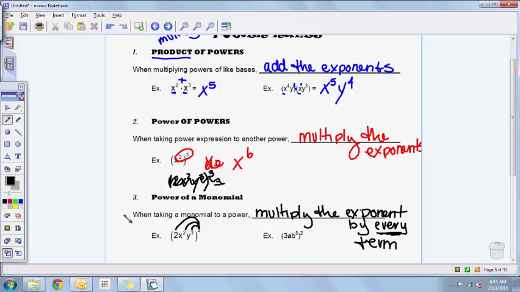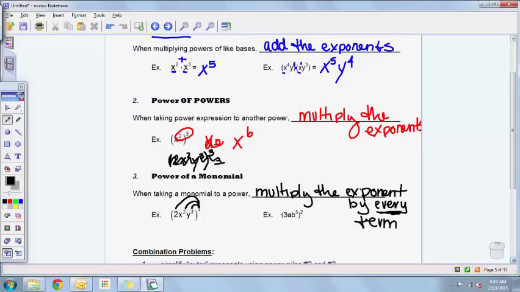Before, all you had was y to the third power to the fourth power. Now you're going to have to take this fourth power and give it to every single thing in the parentheses, like a backwards distributive property. So let me show you what that looks like.